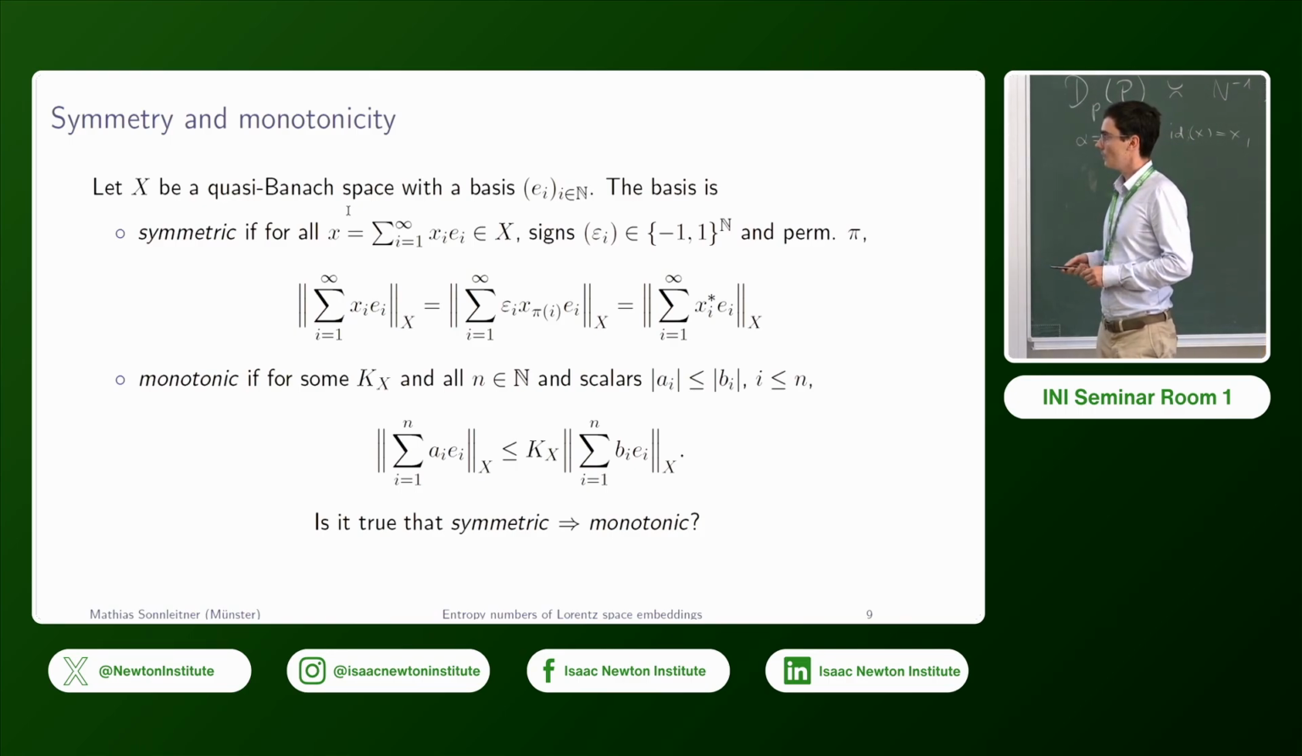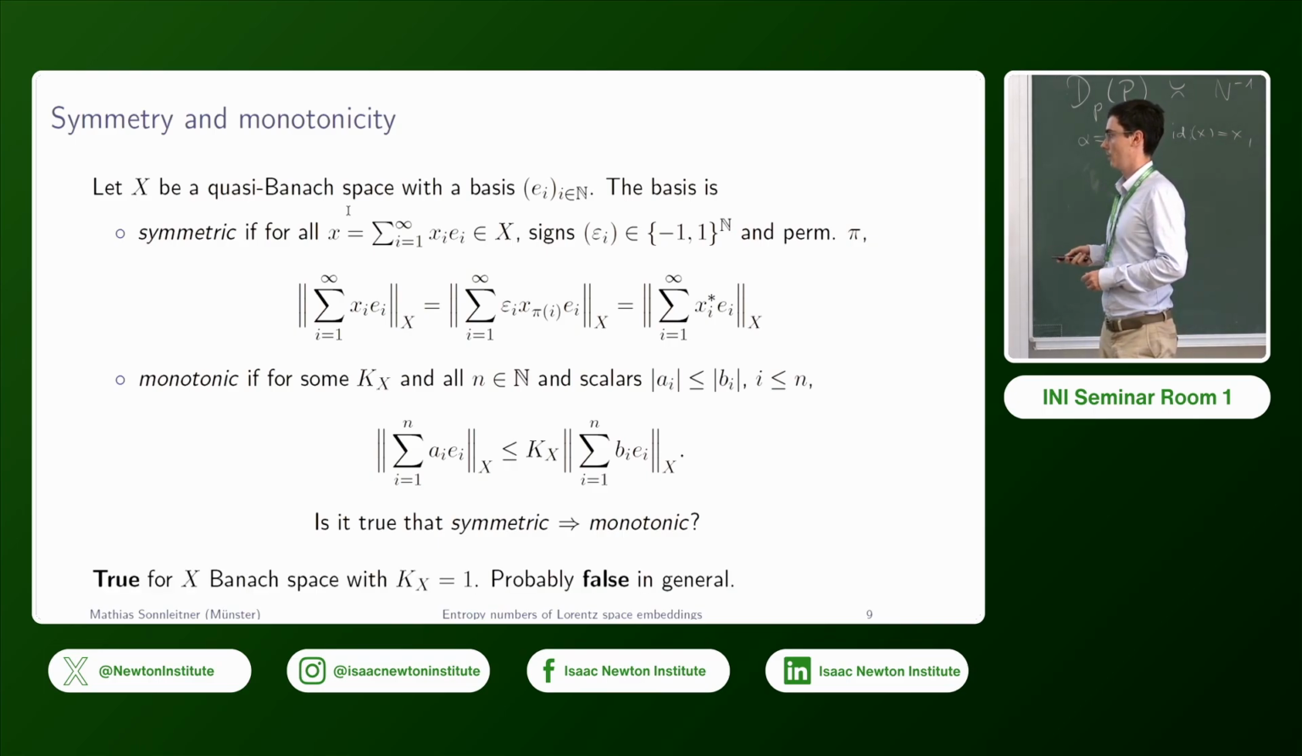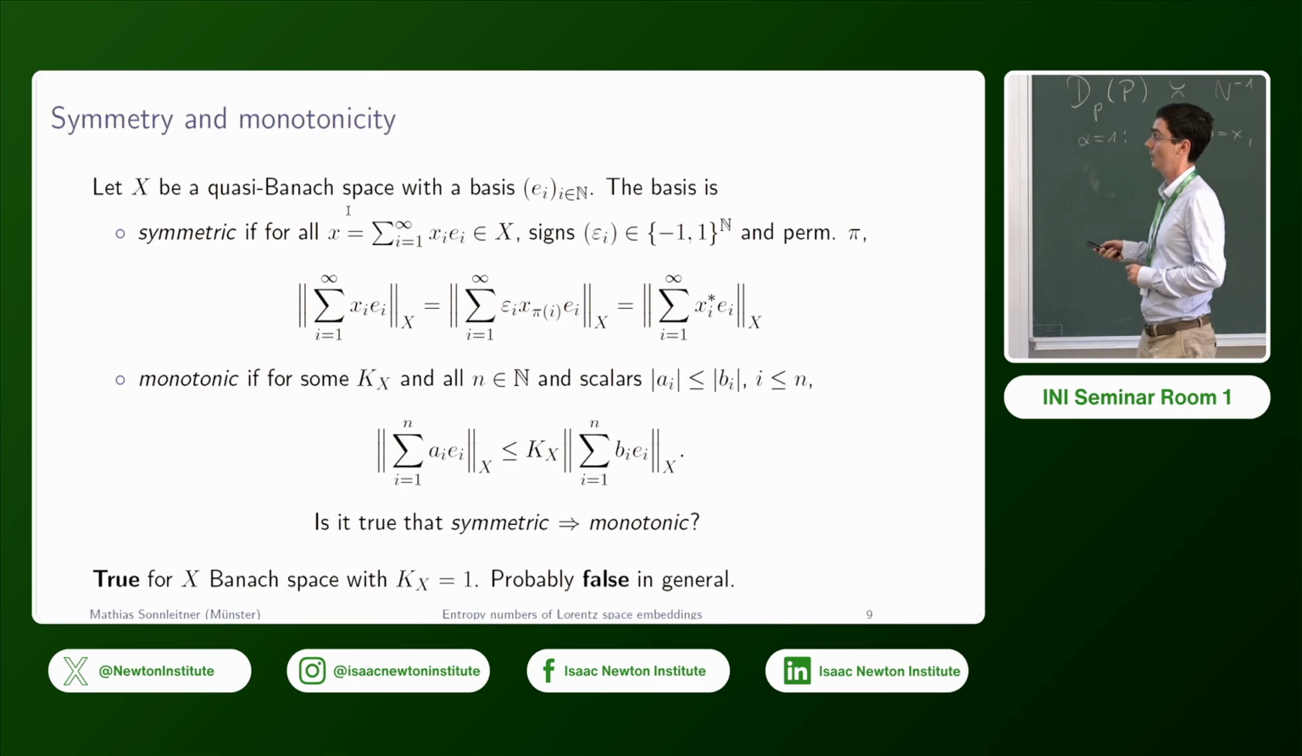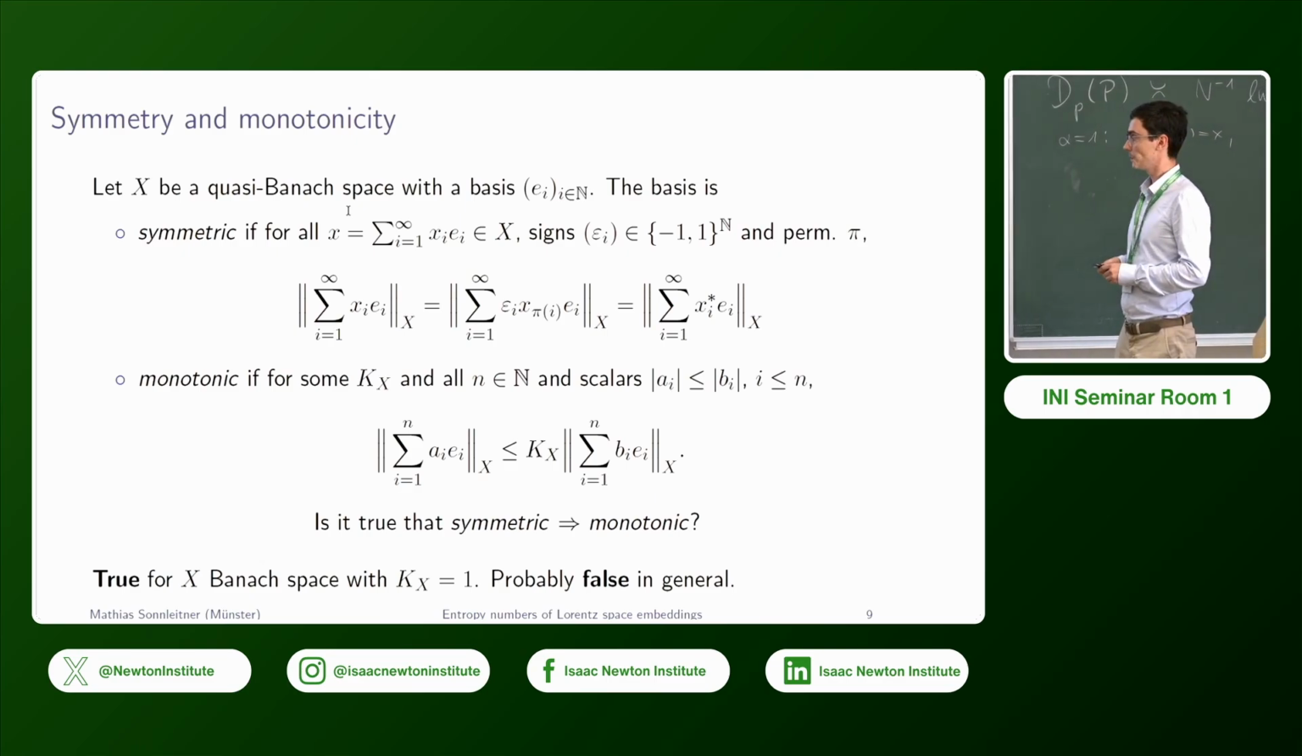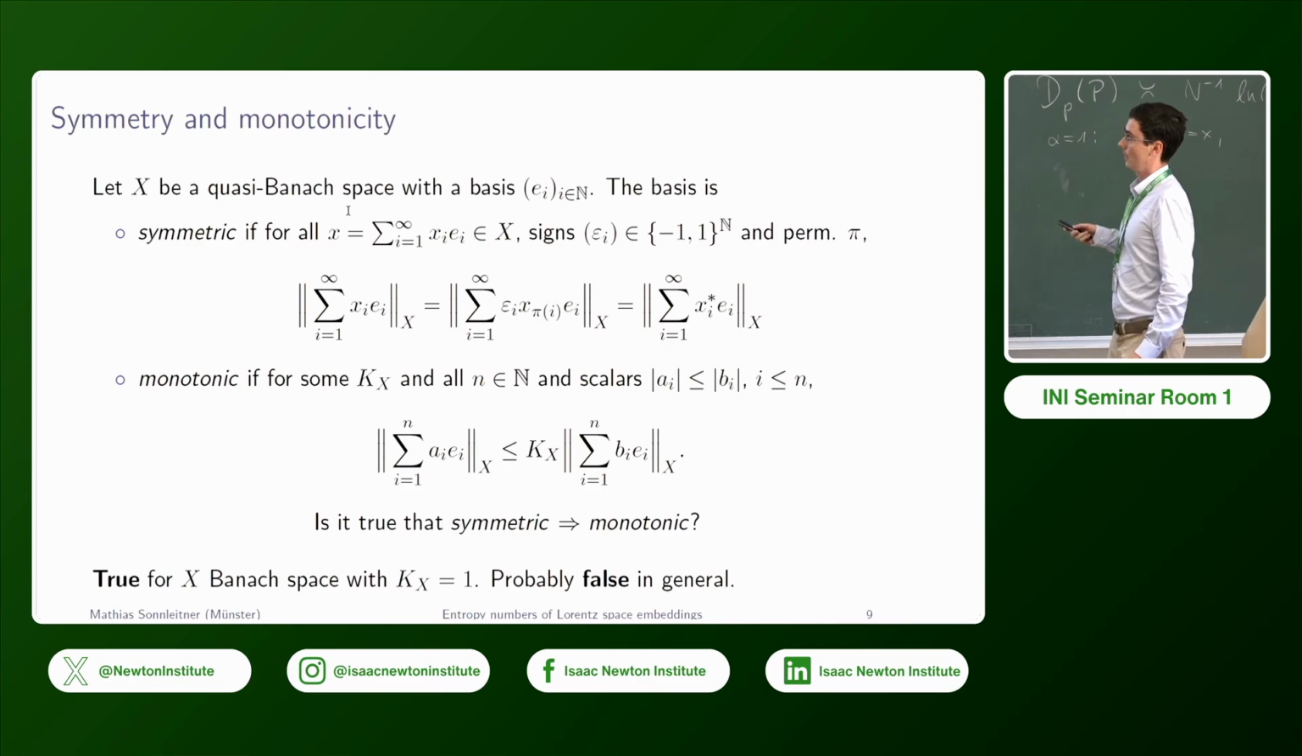And it was assumed in a paper, and we were not clear about this, whether symmetry implies monotonicity. This is true for Banach spaces, but probably false in general. We only conjecture this, we don't know. Maybe if you know some related work, we would be grateful for knowing this. But in general, we have to assume both symmetry and monotonicity.